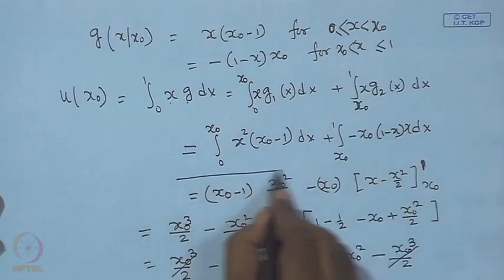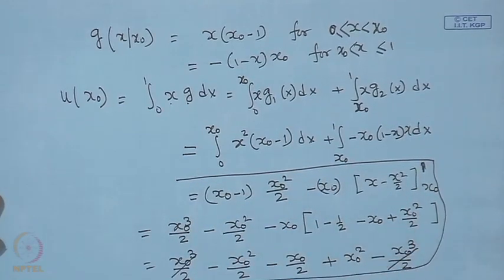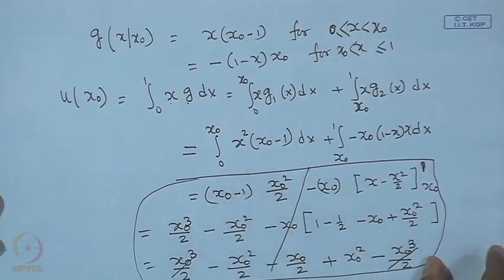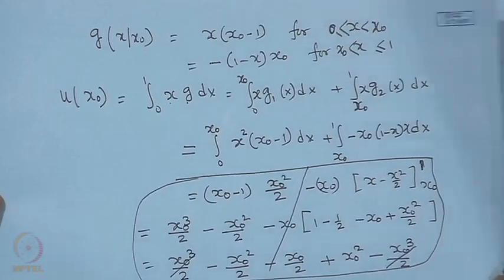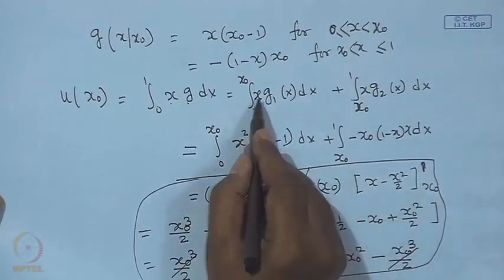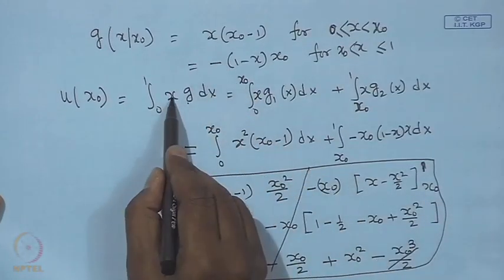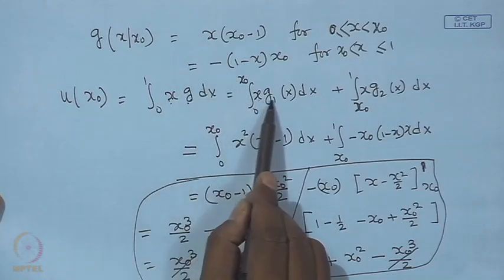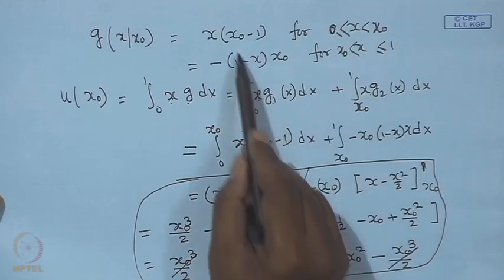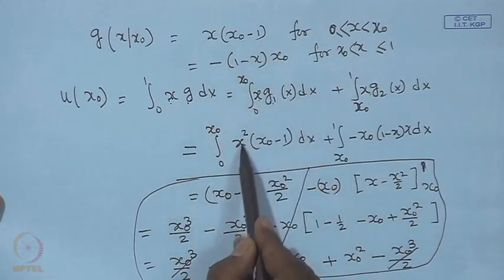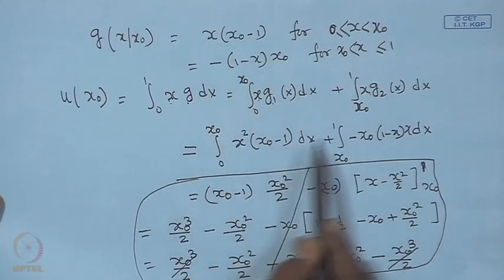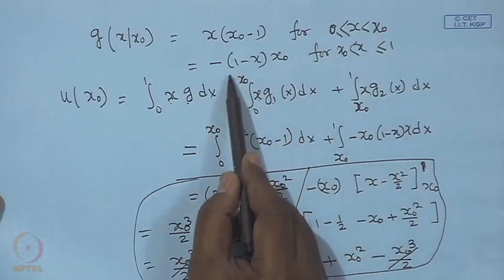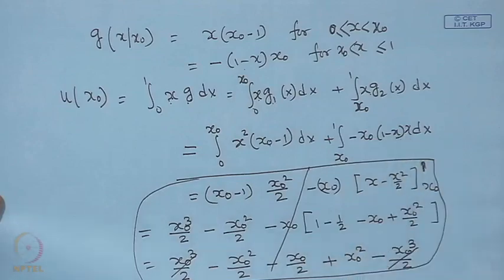So, I redo the rest of the calculation once again. This is not correct, so we do it once again. I missed an x here, because this x is there, x times g. When I put the lower half solution, it will be x g 1, x g 2. So, x into x naught minus 1, so it will be x square into x naught minus 1, and x into g 2, so x naught into 1 minus x multiplied by x.